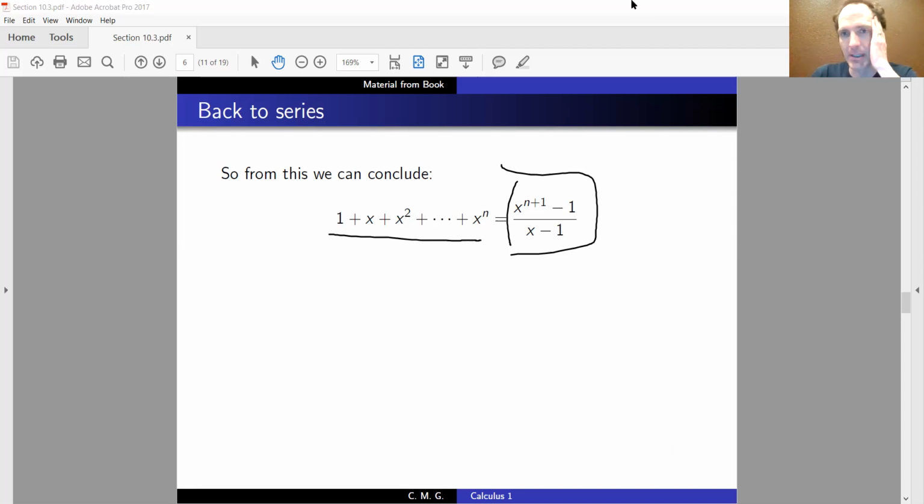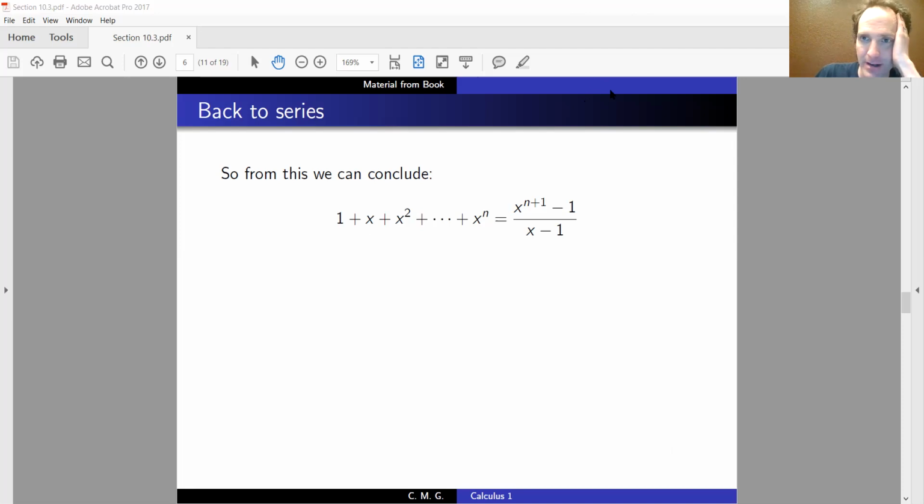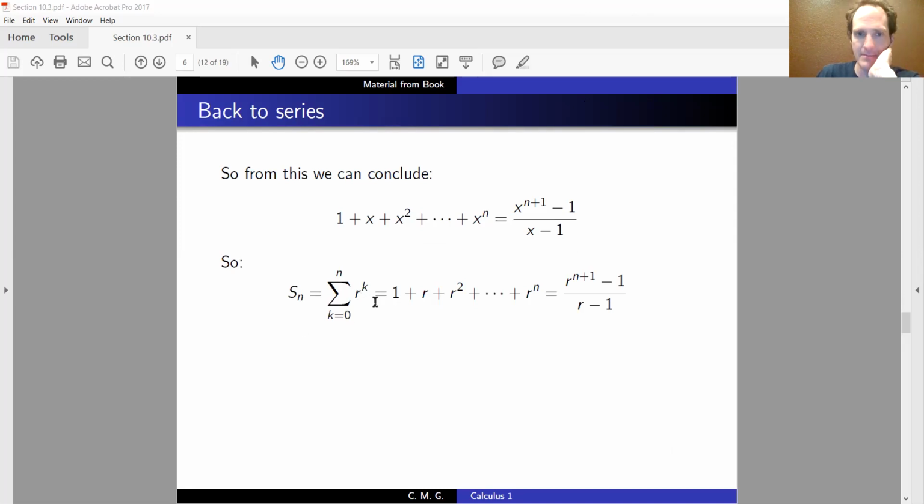And what does that really mean for us? That means if I plug r in for x, the partial sum from 0 to n of r to the k is going to be r to the n plus 1 minus 1 over r minus 1. And I can do this for any partial sum that I could possibly want. So this is great.